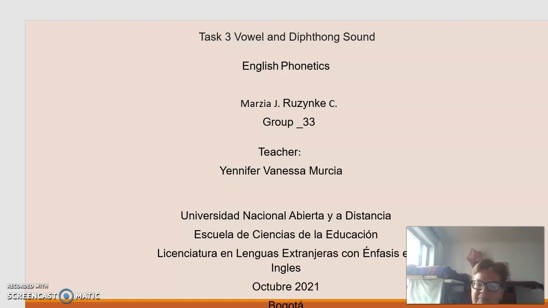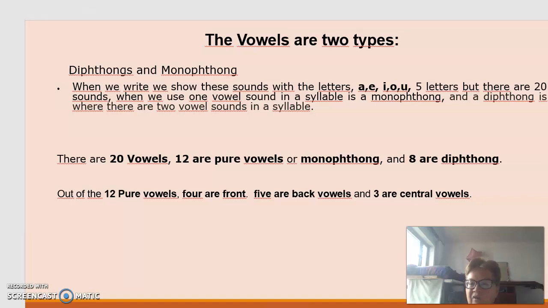Today I'm going to talk about vowels, monophthongs, and diphthongs. The vowels, there are two types. As you know, there are 5 vowels that are A, E, I, O, and U. Yeah, there are only 5 letters, but the vowels have 20 different sounds.